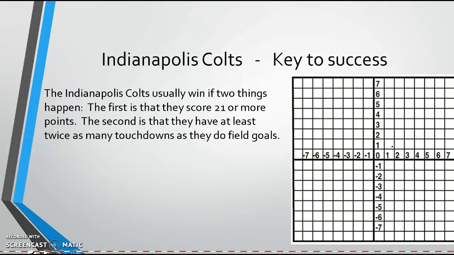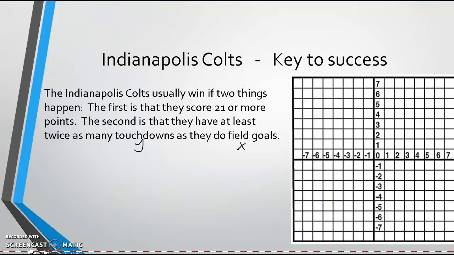Let's take a look at one more example. We're going to talk about the Indianapolis Colts, and they usually win if two things happen. The first thing is if they score 21 or more points, they usually win. The second thing is if they have at least twice as many touchdowns as field goals. And so I'm going to let our Y's be touchdowns and our X's be field goals. We're just going to say touchdowns are worth 7 and field goals are worth 3. We really know touchdowns are worth 6, and then you have an extra point that makes it 7.